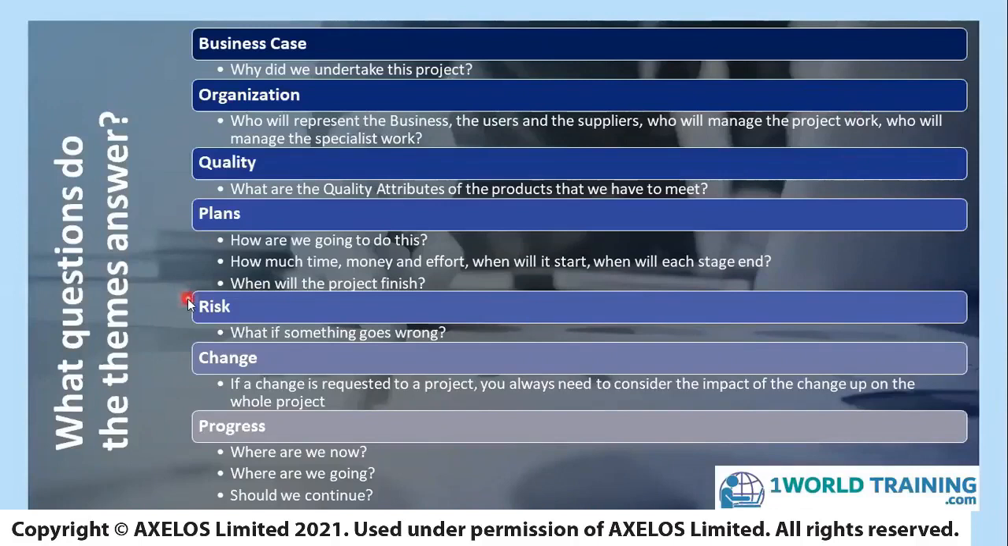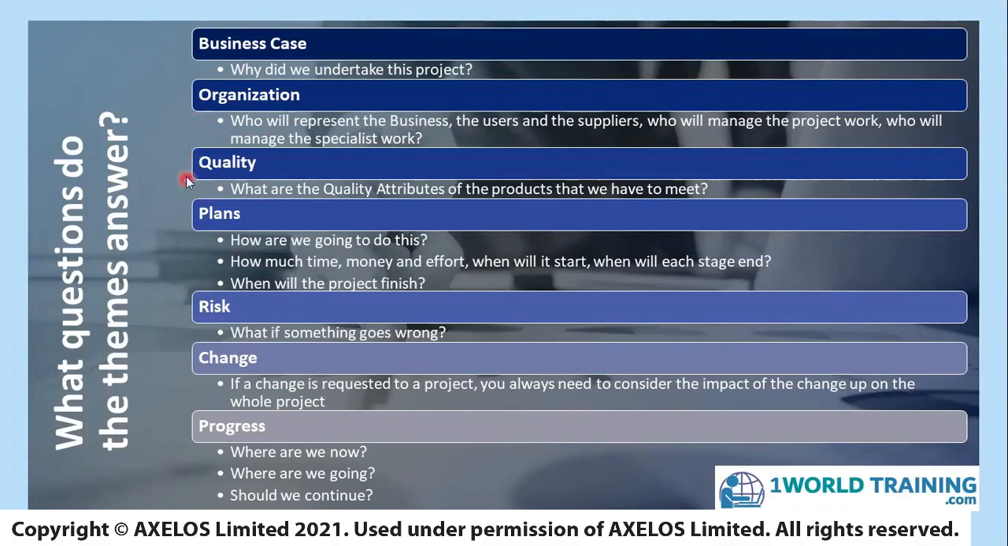Here is a summary of all the themes. The themes, in fact, are the different aspects of a project, and every theme answers certain questions. The business case theme answers the question, why did we undertake this project? What is the reason? The organization theme answers the question, who will represent the business, the users, and the suppliers? Who will manage the project work, and who will manage the specialist work? So it focuses on the project team structure.